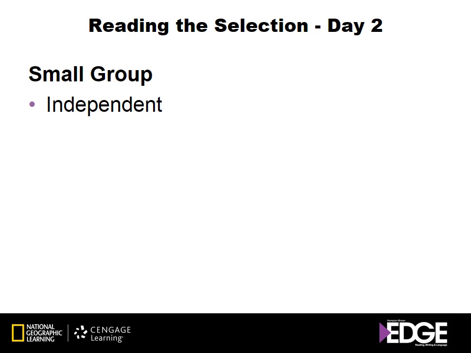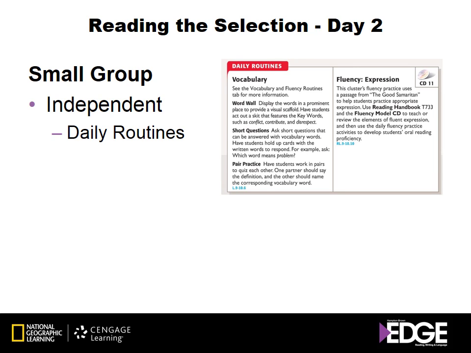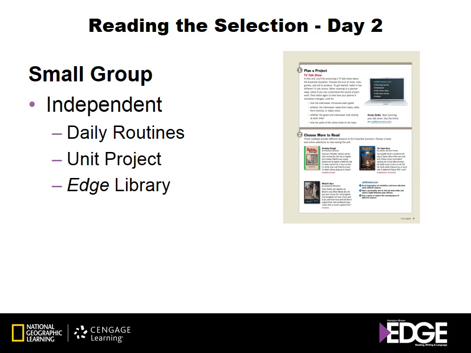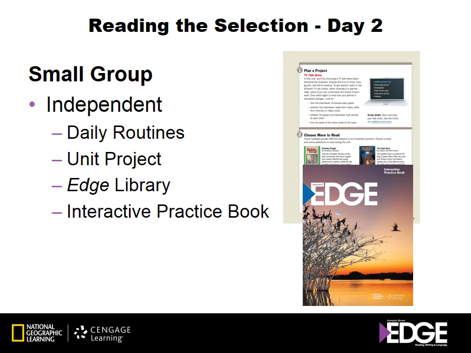Now, while you're reading the selection with your first group, your other students are working with a partner or independently on a variety of tasks. A few of them may work as a group on one of the vocabulary routines, creating and using their vocabulary study cards, and a few could be practicing their expression using the fluency routine. Another group can begin work on their unit project, and one student might decide to read their EDGE library book and work in the student journal. Students can also be working on their unit project during this time. And if anyone finishes what they're working on before you're ready for them, post an interactive practice book assignment on the board. If they don't finish it in class, they already know what they have for homework.